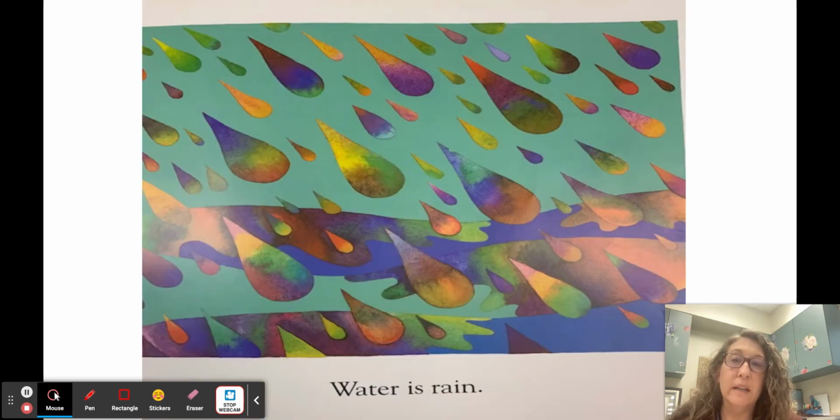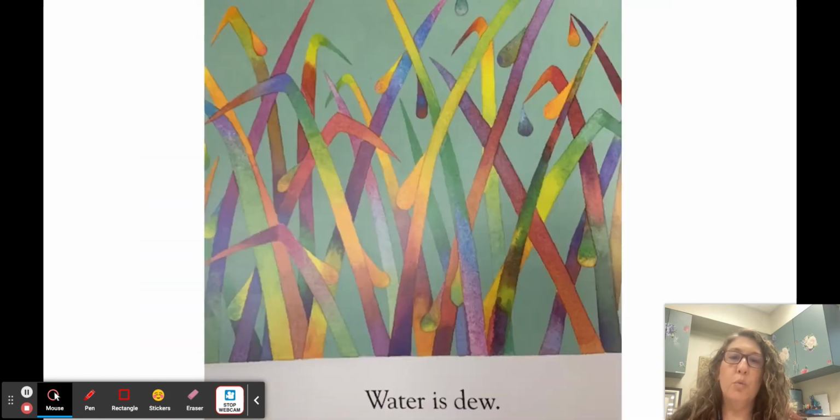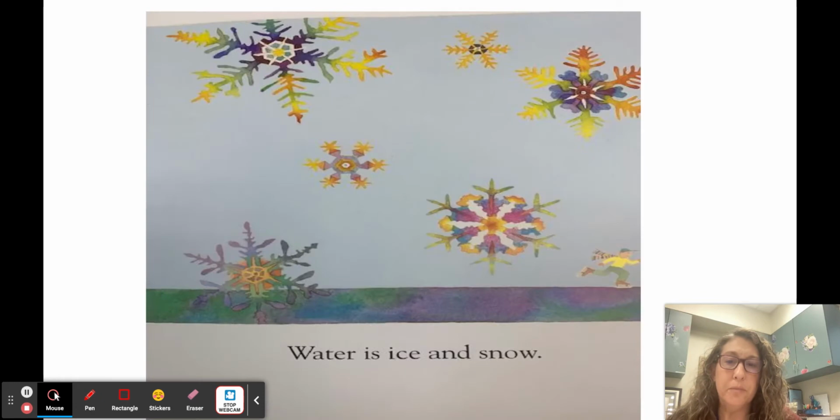Water is rain. And look at all that rain coming down from the sky. It almost looks like it's coming at an angle, horizontal, with all those beautiful colors. Water is dew. Does anyone know what dew is? Dew is that wet stuff that you find on the grass in the morning. A lot of times they talk about morning dew. It's moisture that gets there on the grass, often in the morning after it's been cloudy at night or after the rain. It's the wetness on the grass.